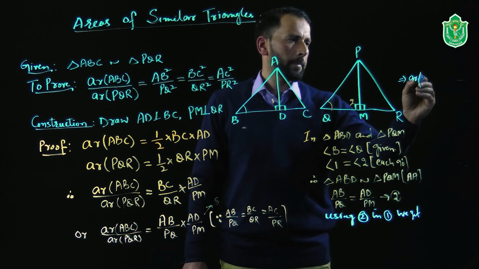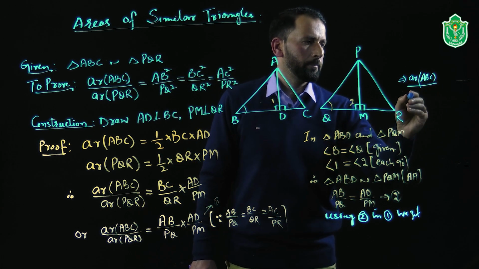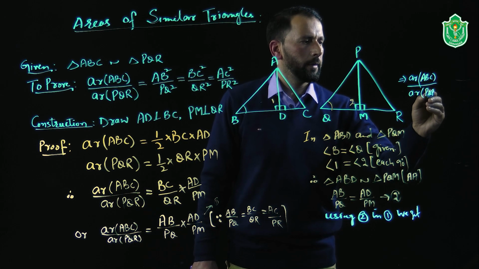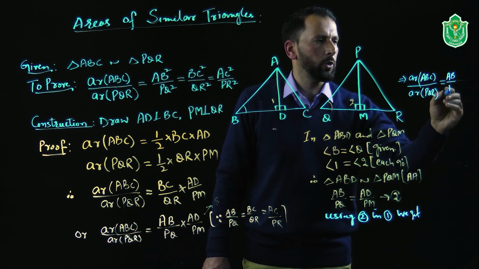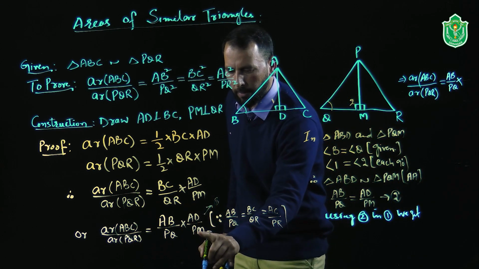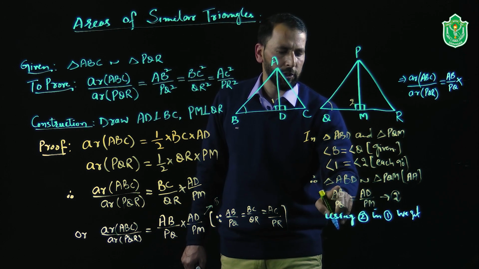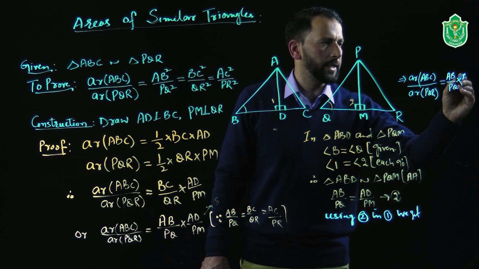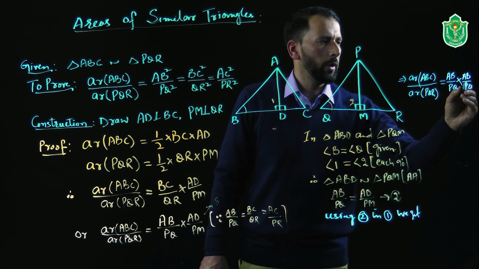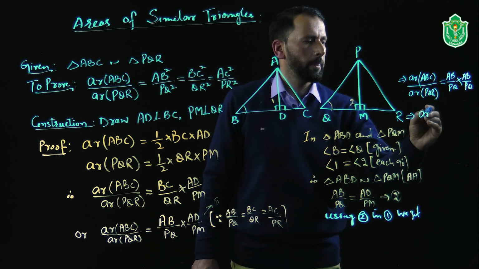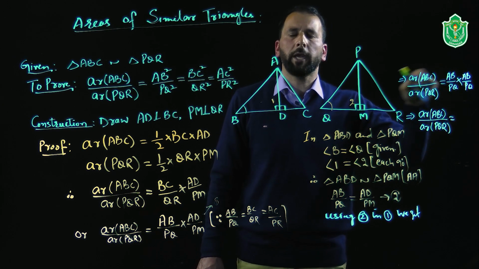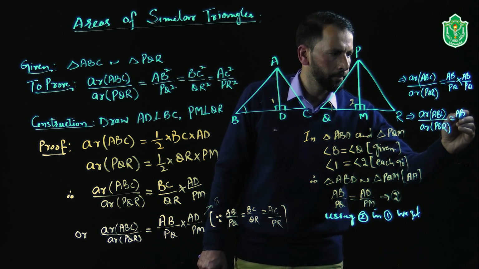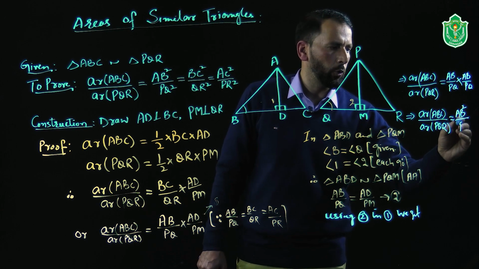We can write area of ABC divided by area of PQR is equal to AB by PQ as it is, into AD by PM. But observe equation second: AD by PM is equal to AB by PQ. So we can replace it with AB by PQ. Now again we can write area of ABC by area of PQR is equal to AB into AB. What is AB into AB? It is AB square, upon PQ into PQ, which is PQ square.